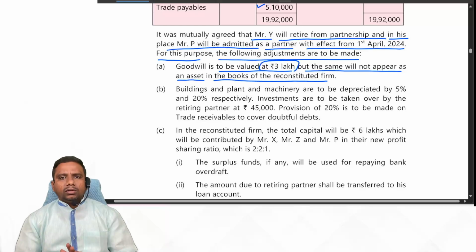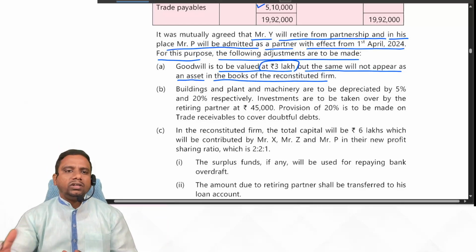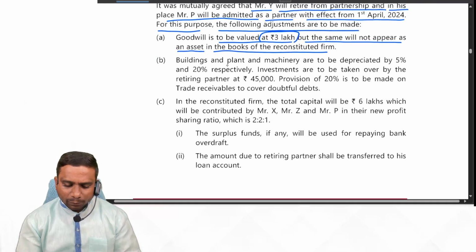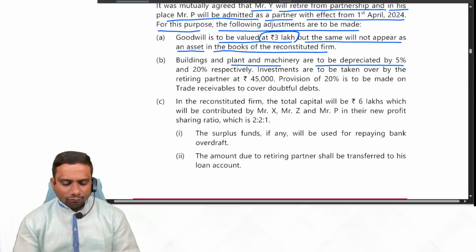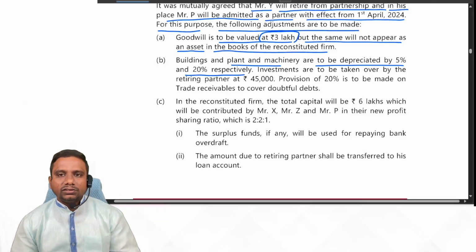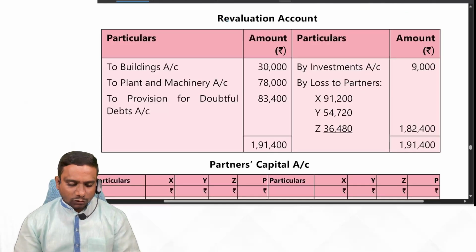Now calculate the sacrificing ratio or gaining ratio, whatever it may be. Accordingly, the goodwill is distributed to the partners. Next, building and plant and machinery are to be depreciated by 5% and 20% respectively. So here building value decreases, revaluation account debit. Plant and machinery also decreases, so revaluation account debit.